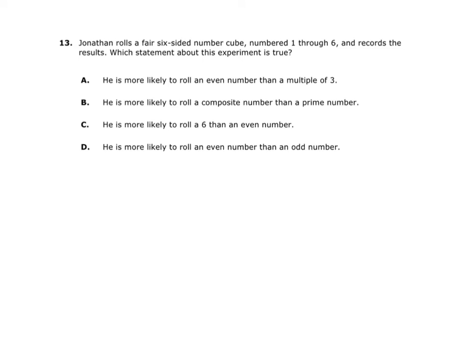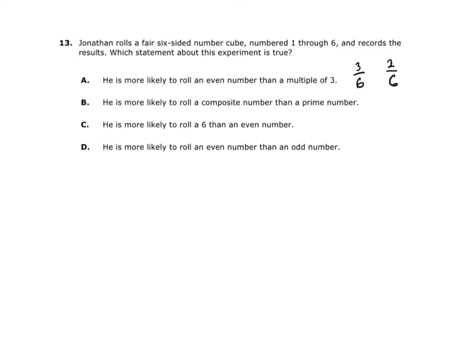results. Which statement about this experiment is true? He is more likely to roll an even number than a multiple of 3. Okay, so let's think about that. There's 3 even numbers out of 6, and the multiples of 3, there's only 2 out of 6. Okay, so the even number is more likely than a multiple of 3, so A seems like a pretty good answer. But let's check the others.